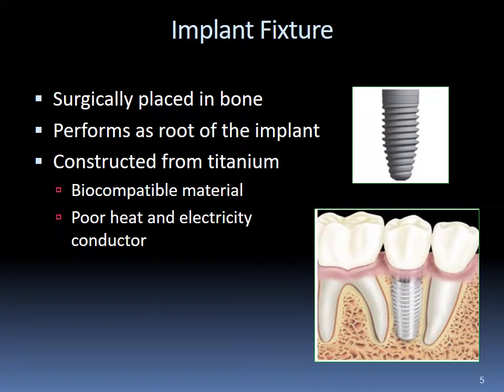The dental implant fixture is surgically placed in bone. Once placed, it performs as a root and provides support to the implant. The structure is made from titanium, which is biocompatible with human bone and is a pure heat and electricity conductor.